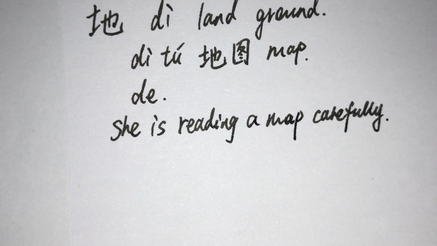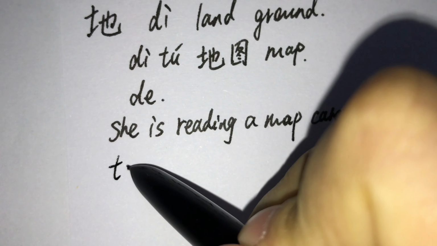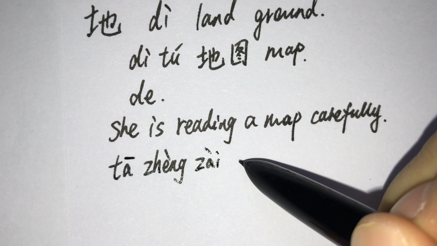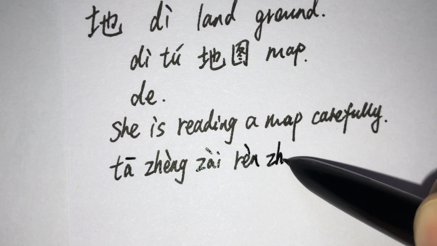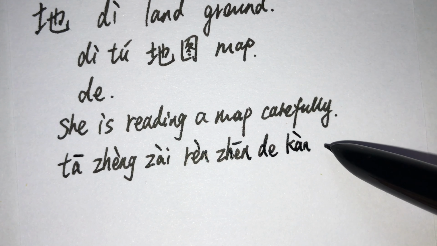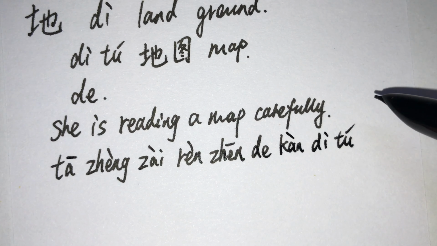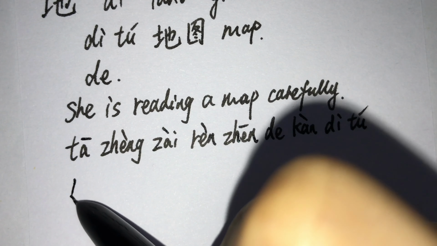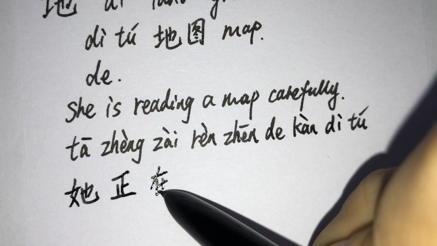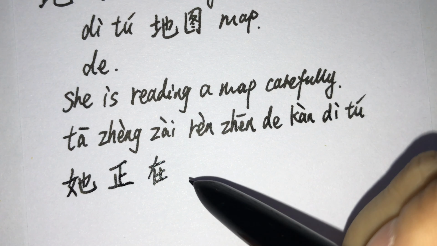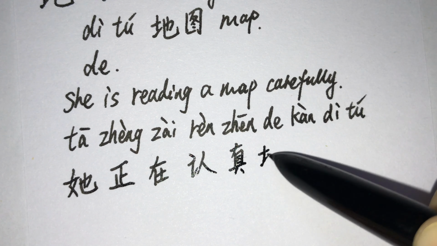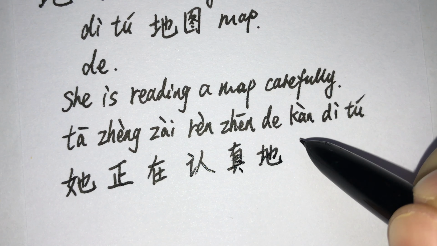她正在认真地看地图。她正在 She is 正在认真地 carefully 看地图 reading a map.